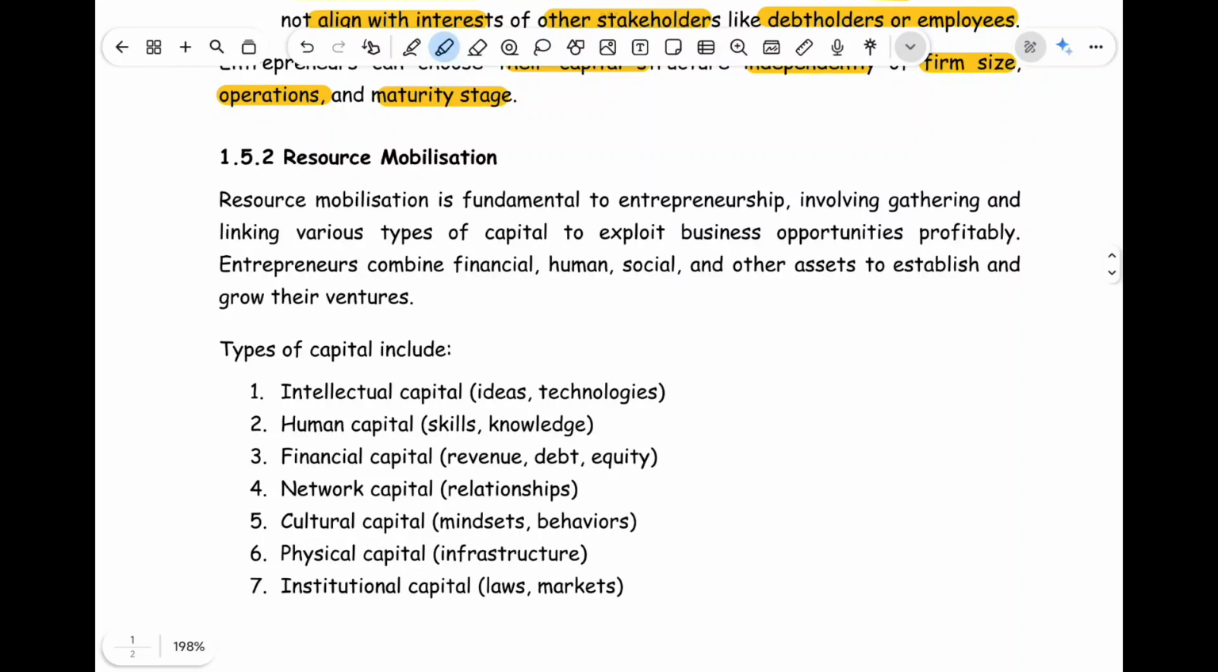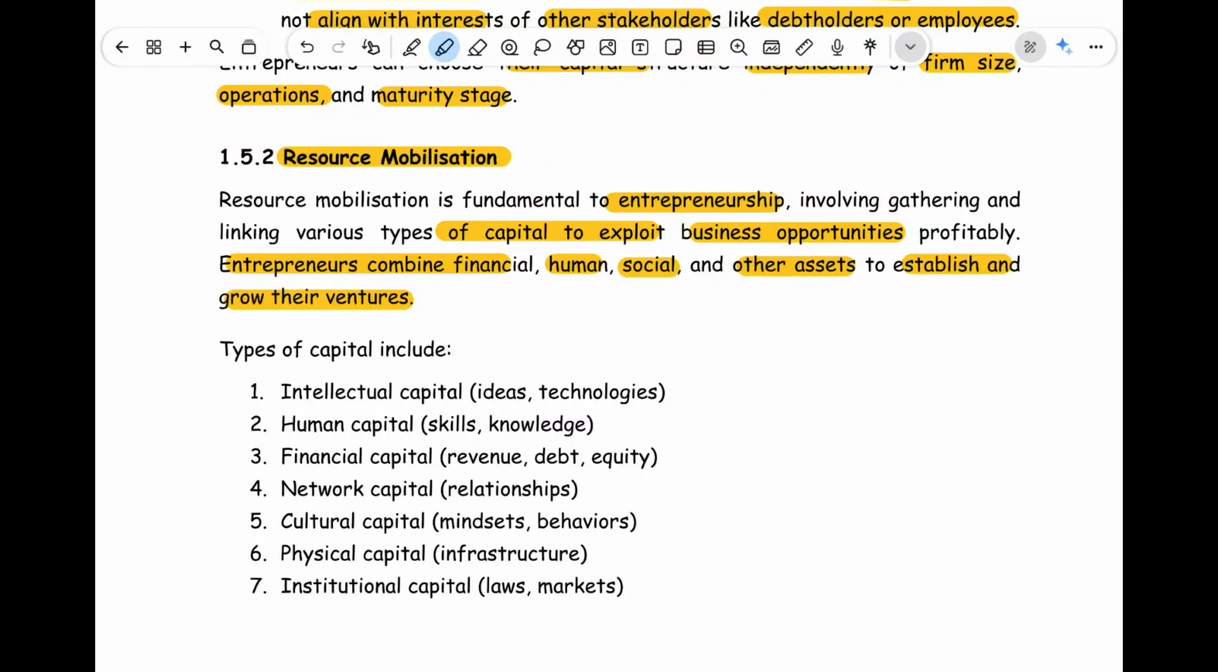Next is resource mobilization. Resource mobilization is fundamental to entrepreneurship, involving gathering and linking various types of capital to exploit business opportunities profitably. Entrepreneurs combine financial, human, social, and other assets to establish and grow their ventures.